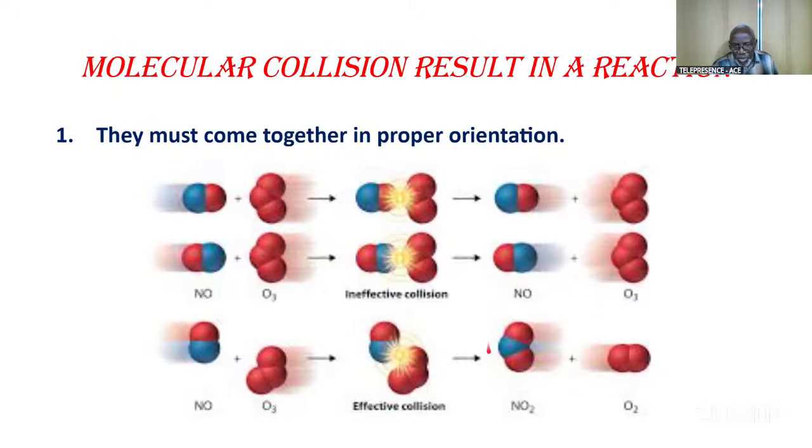And so bonds will be formed between this and this. It will form NO2 and this will form oxygen. So this is an example of how, if molecules are not properly oriented when they are colliding, there will not be any effective reaction.